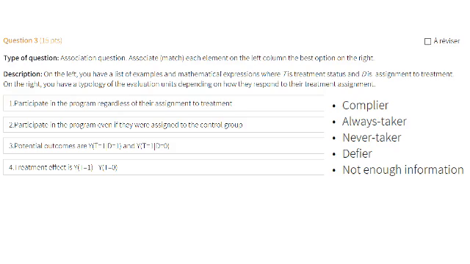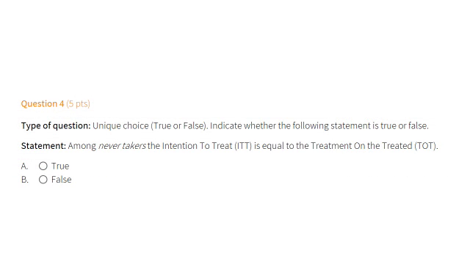You have questions where you have to indicate if a statement is true or false. The statement says, among never takers, the intention to treat, the ITT, is equal to the treatment on the treated, the TOT. I'm not going to answer this question, but I'm going to try to give you some hints on how to think about this kind of questions.